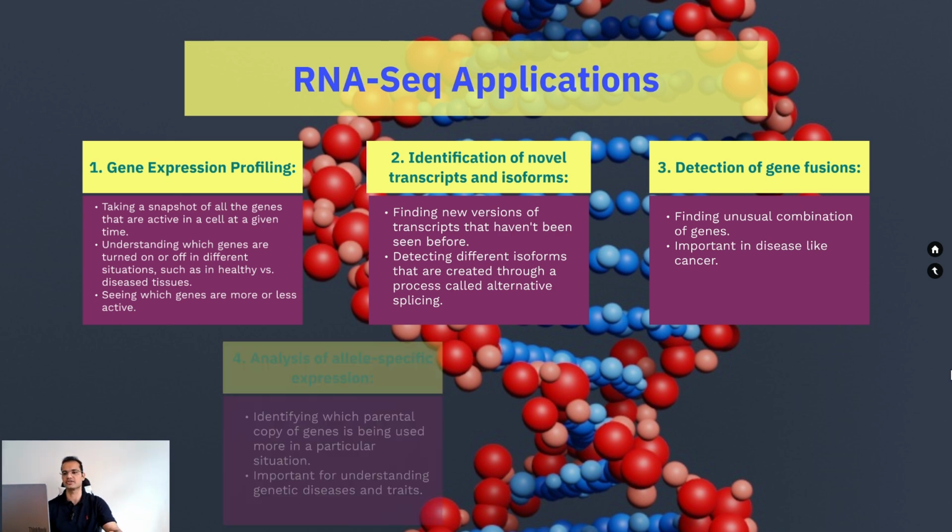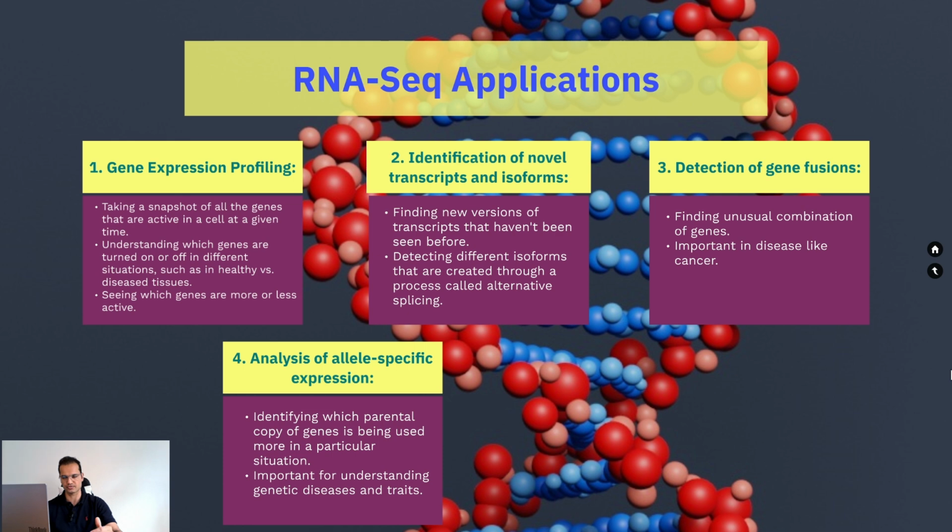Another application is analysis of allele-specific expression. Each person has two copies or alleles of genes, one from each parent. Sometimes one copy is more active than the other. RNA-Seq can help identify which copy is being used more in a particular situation, which can be important for understanding some genetic diseases, or also traits.